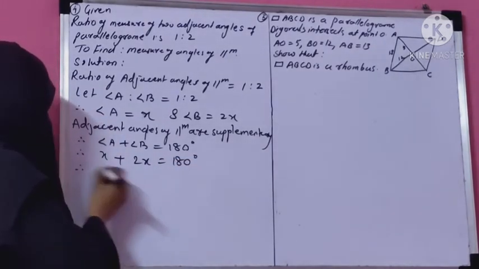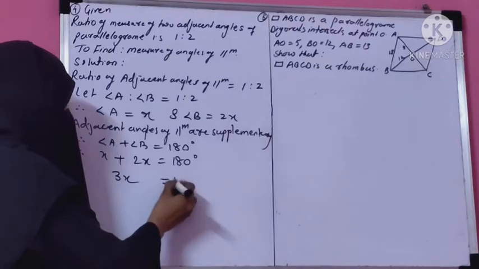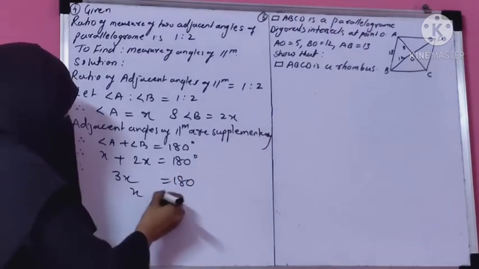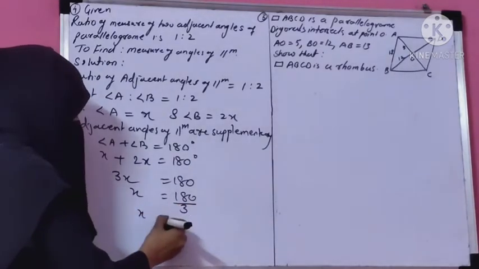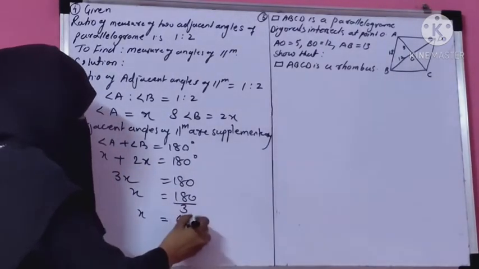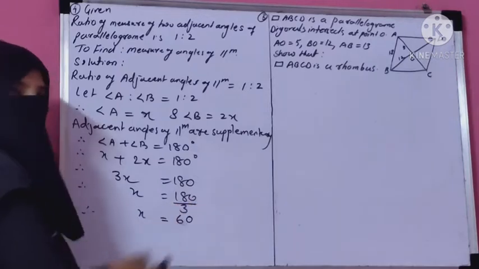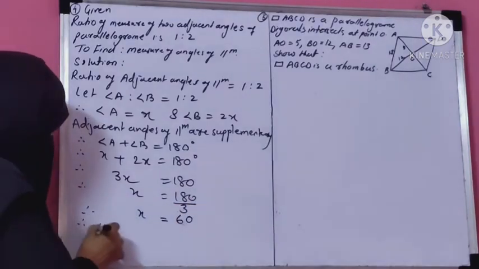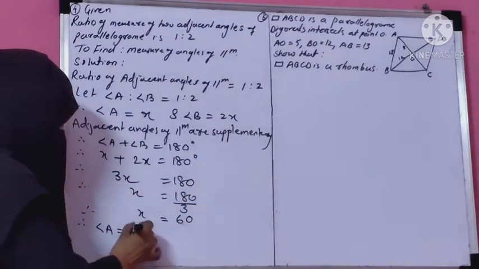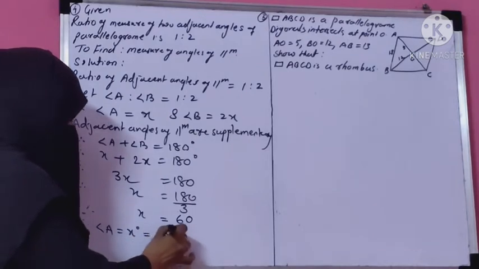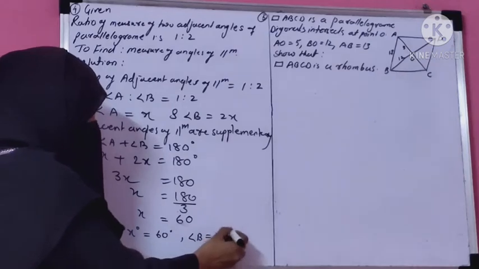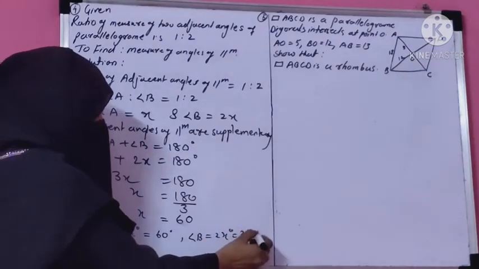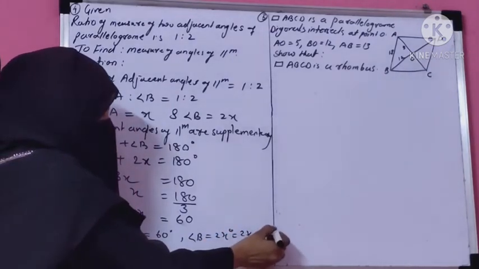So x plus 2x is 3x is equal to 180. So x is equal to 180 divided by 3. x is equal to 60. So therefore angle A is equal to x degree, that means 60 degree. Angle B is equal to 2x degree, that means 2 multiplied by 60 is equal to 120 degree.